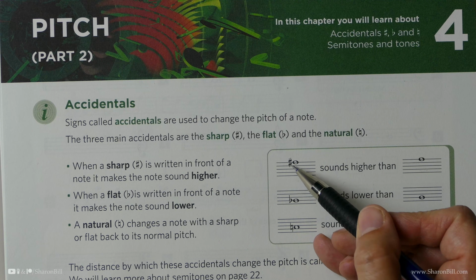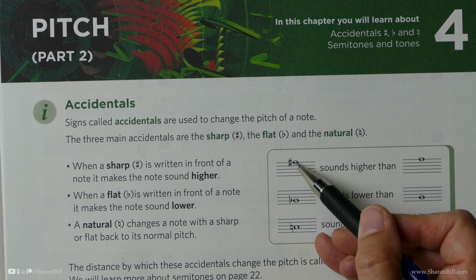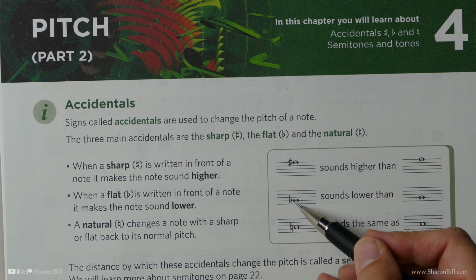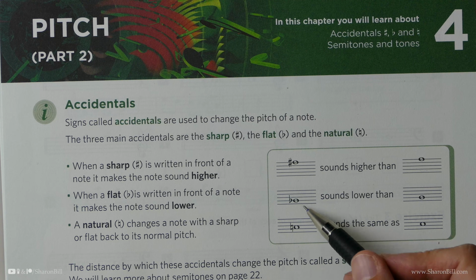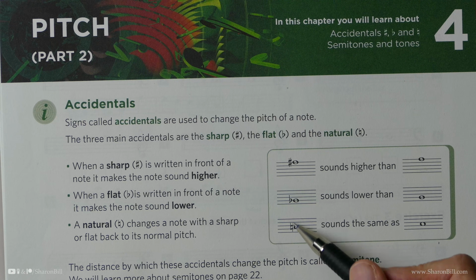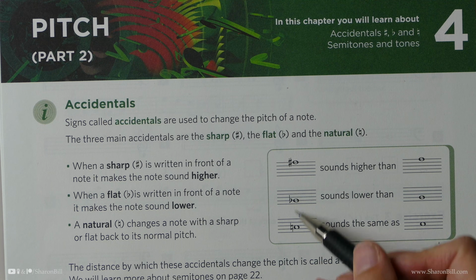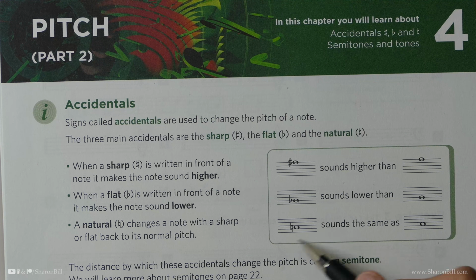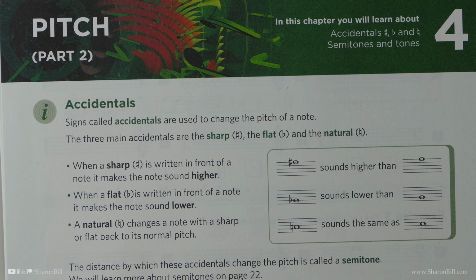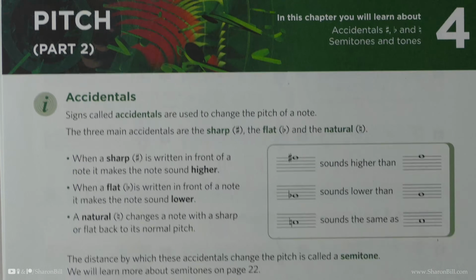So a sharp raises by half a step or a semitone, a flat lowers by half a step or a semitone, and a natural sign cancels out any previous sharps or flats and puts it back to the normal pitch. We will look at this in more detail later, but let's just look at sharps and flats for now.